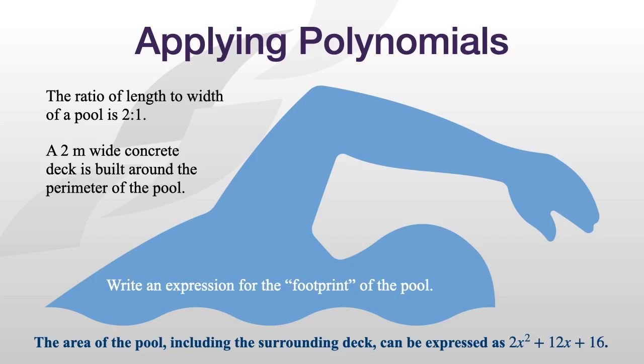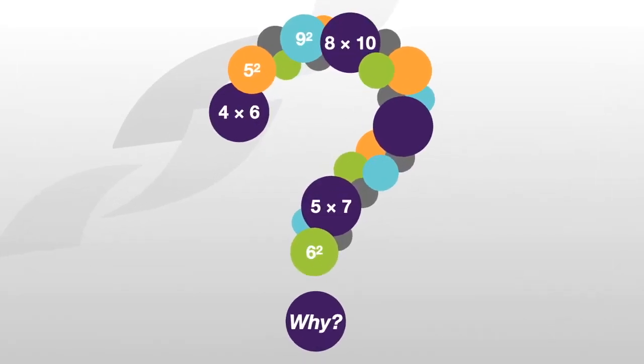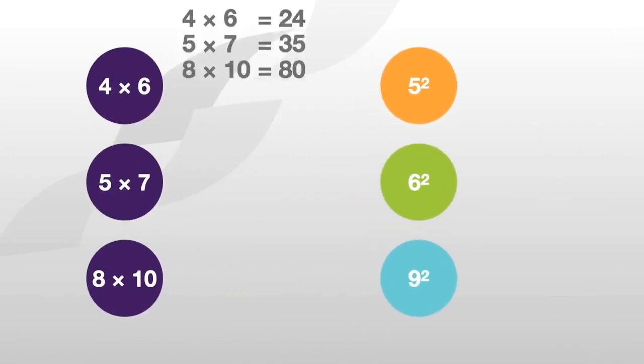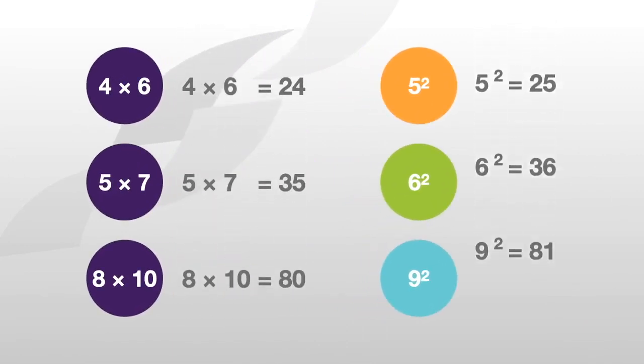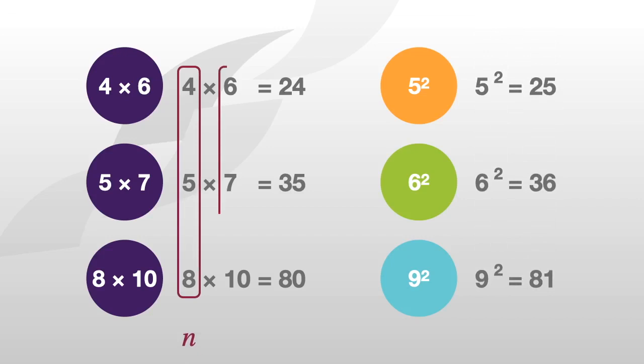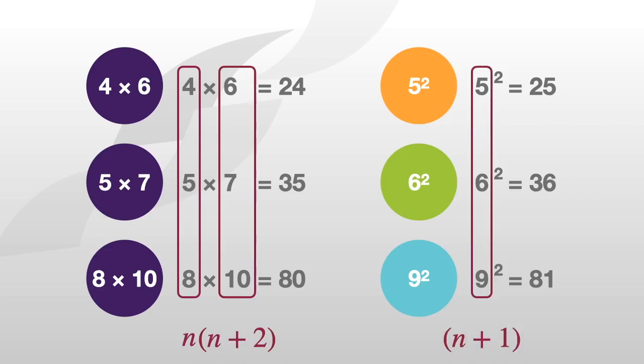Let's return to the opening number puzzle. Recall that no matter what two numbers that differed by 2 you chose, their product was 1 less than the square of the numbers between them. Suppose n represents the first number. The second number is 2 greater than the first, so it can be expressed as n plus 2. The number between the two is n plus 1. It's 1 more than n and 1 less than n plus 2.